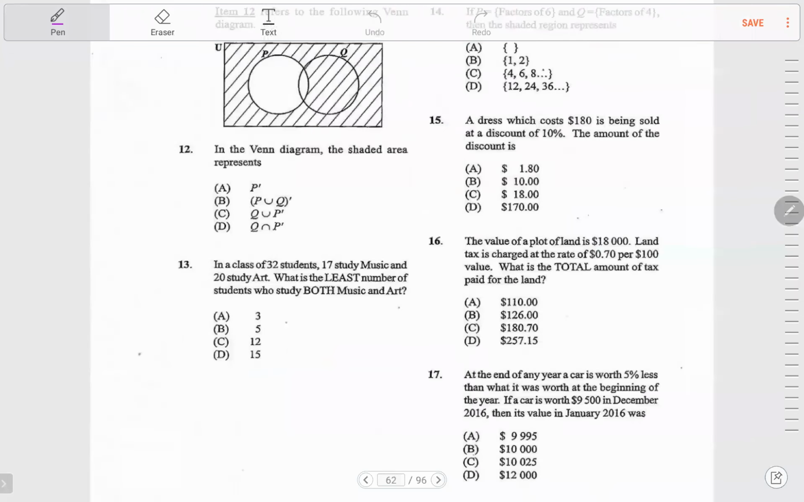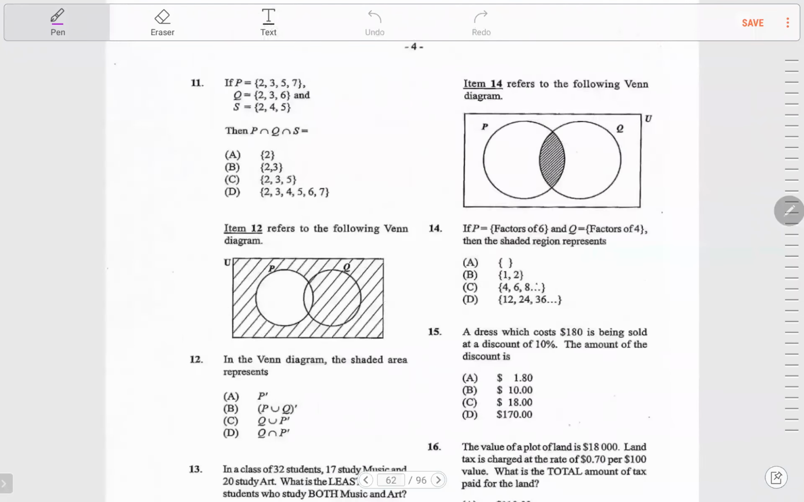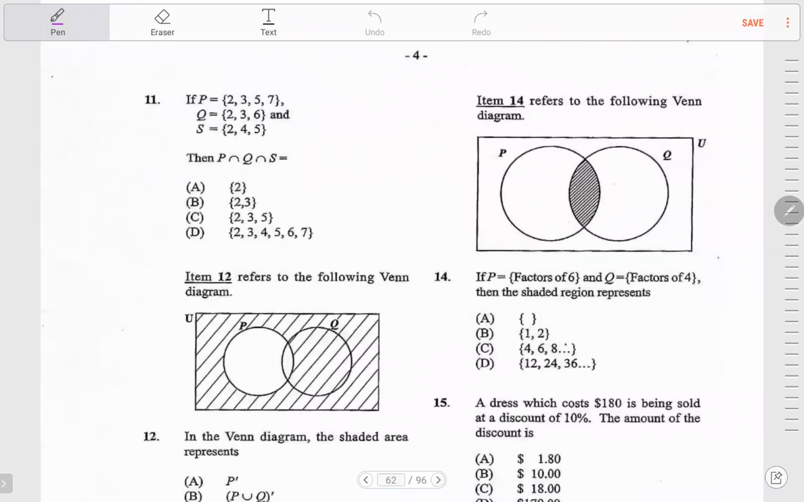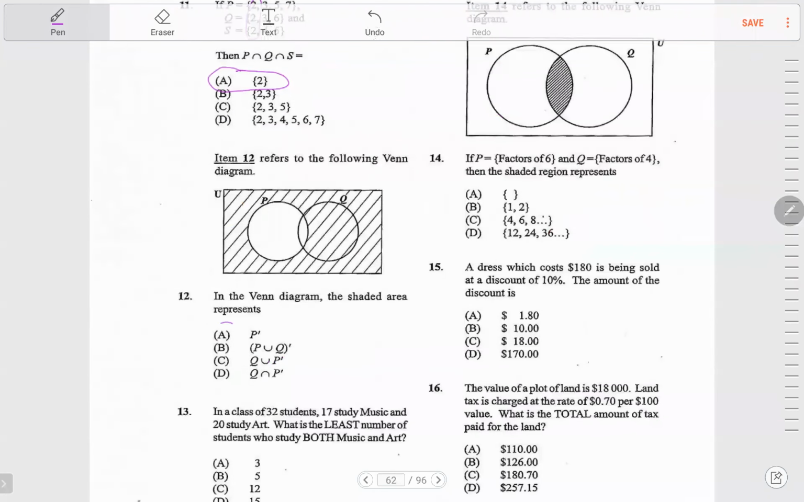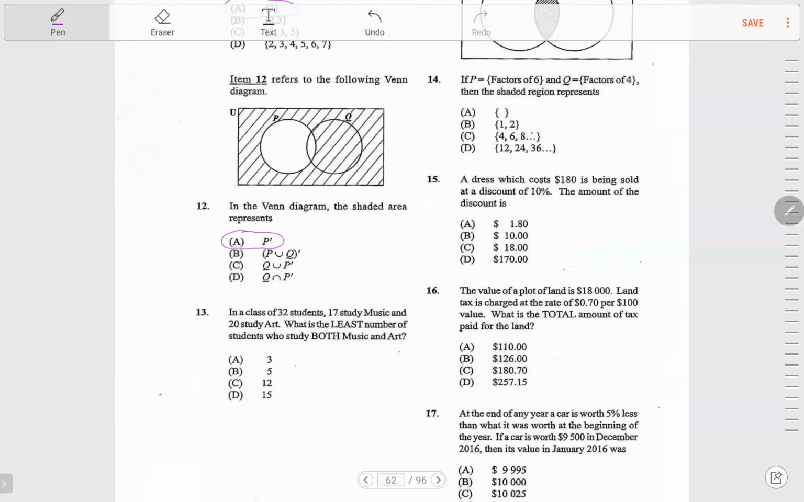Moving down. We're starting a lot of repeats now. P intersect Q intersect S. Yeah, that is a 2. The 2 is common to all 3 of them. So that is this one. This one is P complement, everything outside of P. Don't do it like this in the exam.